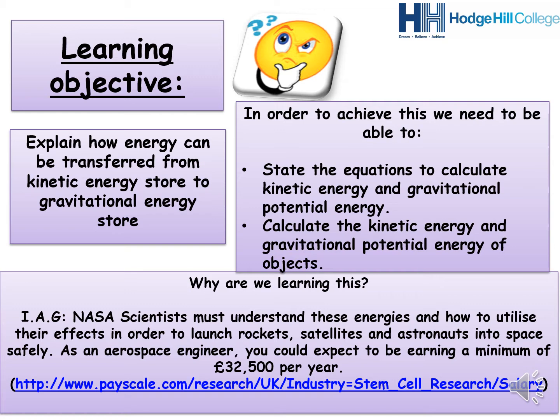Before we get to that stage, we need to be able to do the 2 bullet points on the right hand side. So in order to achieve that higher level objective, you first of all need to know what the equations are for calculating kinetic energy and gravitational potential energy. So you need to be able to state them, and remember how to calculate those two things. Then you're going to have a go at actually calculating the kinetic energy and gravitational potential energy of different objects in different scenarios. You also need to be able to rearrange that equation. So we're going to have a practice at doing that.